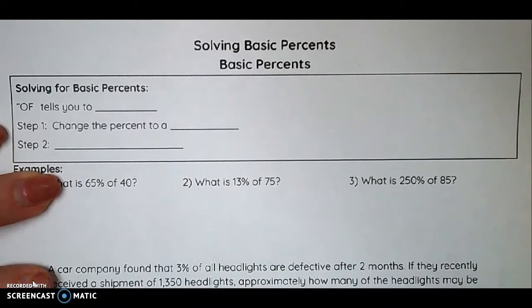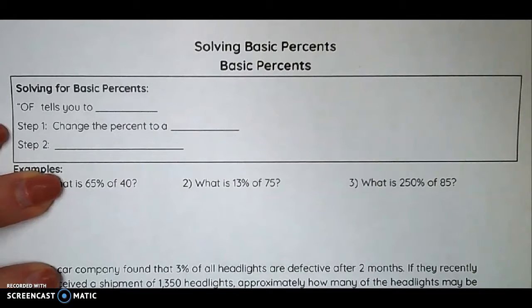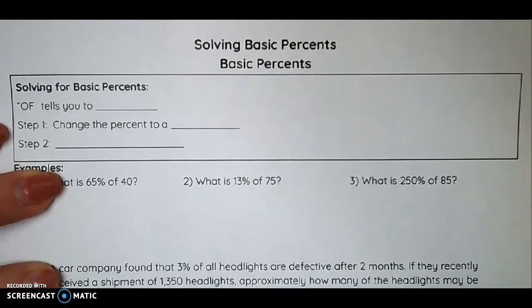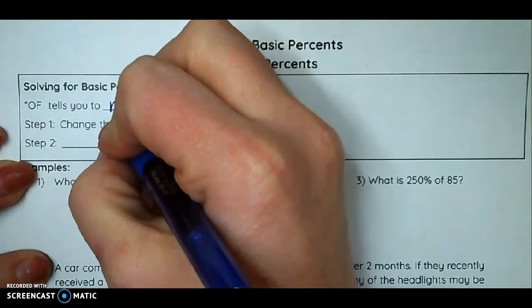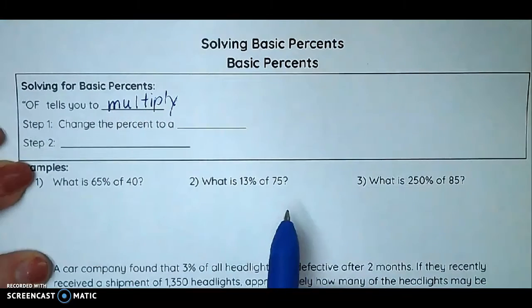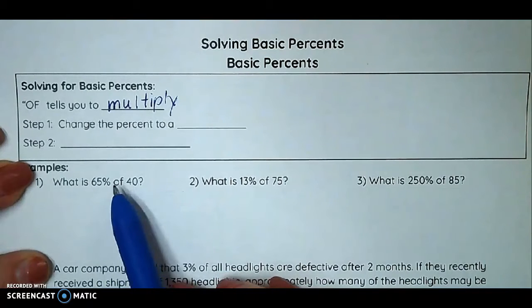All right, today we're going to be looking at a review of working with basic percents. When we're doing basic percents, it means we're finding just a percent of a number or a percent of an amount of money. So solving for basic percents of tells you to multiply. For instance, these ones down here, we're going to be finding like what is 65% of 40. Well, the of is telling me I'm going to need to multiply here.